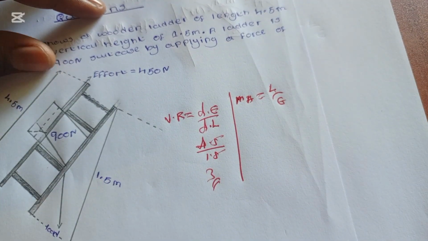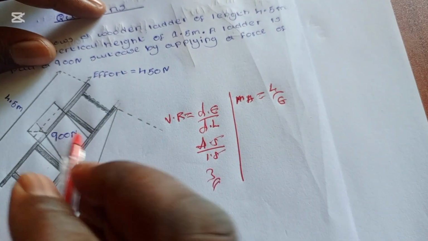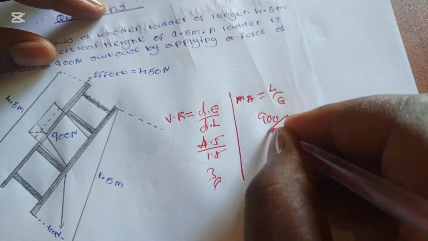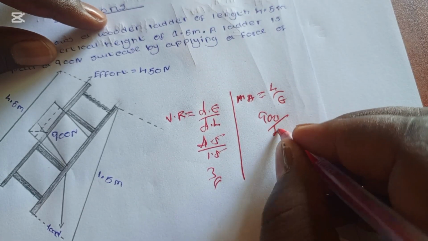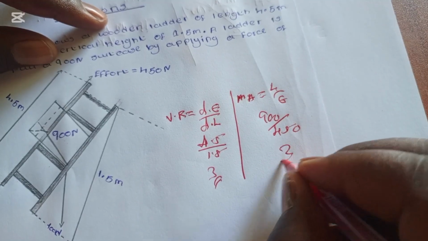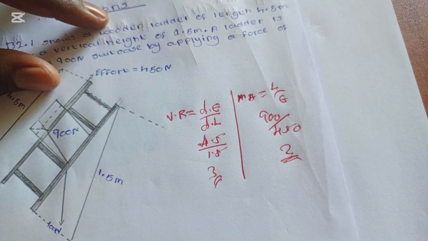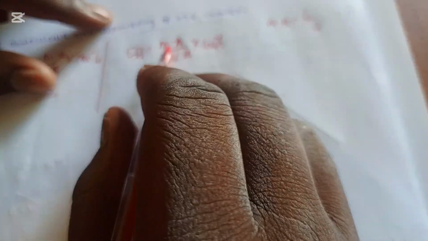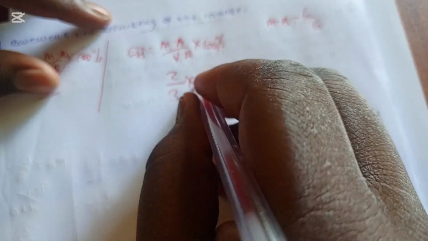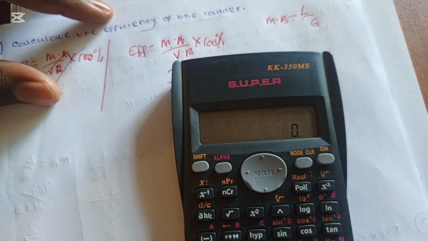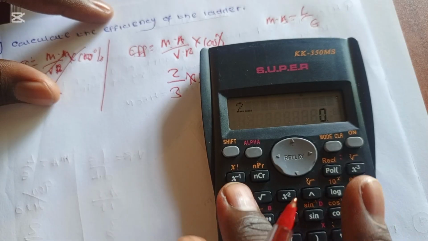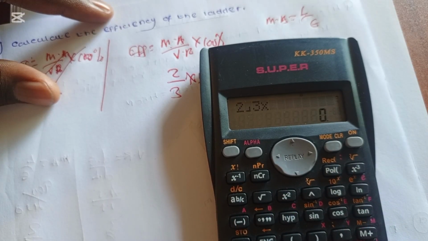So mechanical advantage here is load, which is 900, over effort, which is 450. So the answer here is 2. This will be our mechanical advantage, and our VR will be 3. So I'll substitute now. Mechanical advantage, which is 2, over VR, which is 3, then times 100. So I'll say 2 over 3 times 100.